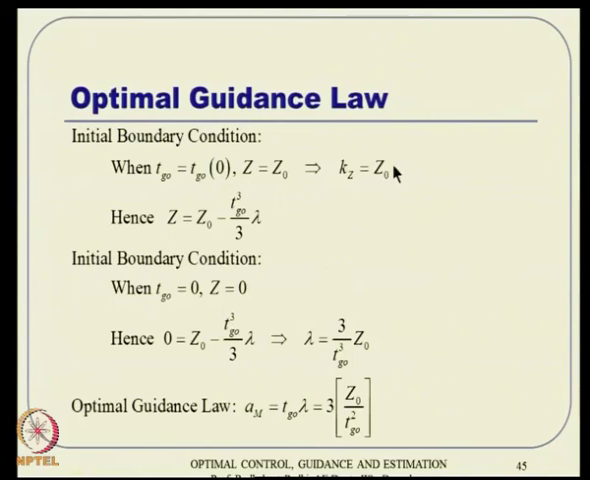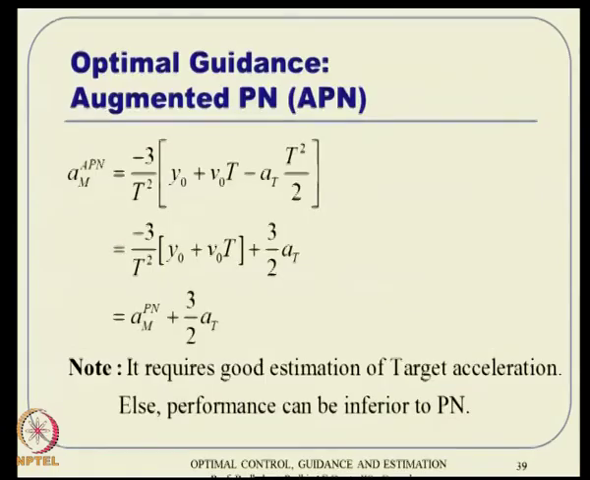If you put these boundary conditions, it turns out that k z is nothing but z naught, so z is that. Then with the additional boundary condition, 0 equals z naught times this one. So lambda you can get as a solution very easily. Once you get lambda, your am is nothing but T go times lambda, which is 3 times z naught by T go square.